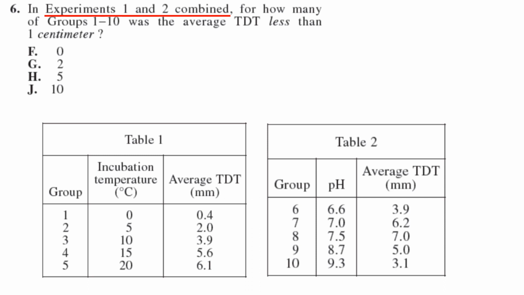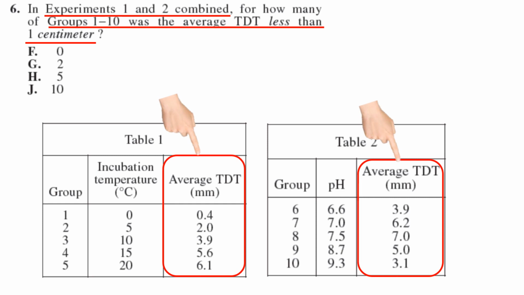Number 6, we're looking at experiments 1 and 2 combined. How many of the groups 1 to 10 was the average TDT less than 1 centimeter? So we see less than 1 centimeter. Well, these are in millimeters, so you have a little bit of knowledge here that 1 centimeter equals 10 millimeters. These are all less than 10 millimeters, so your answer has to be they were all less than 1 centimeter, so all 10 of them.